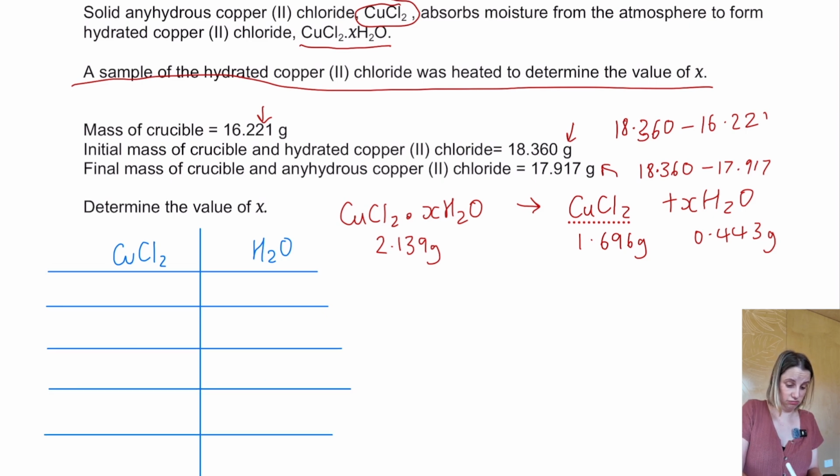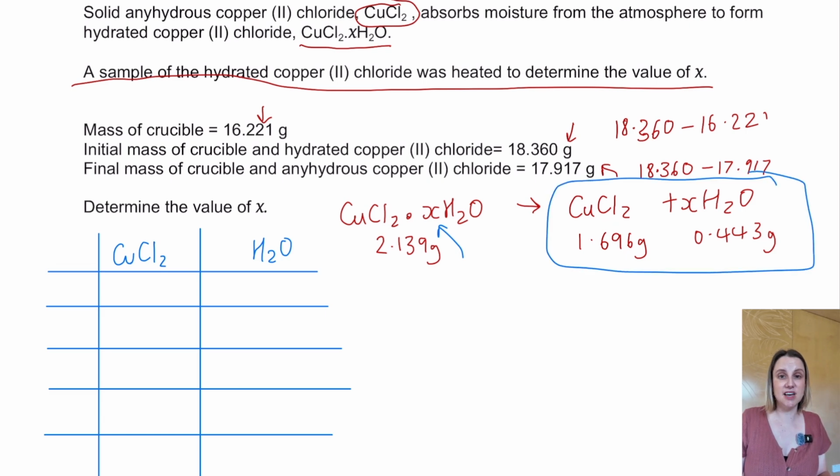But honestly, it makes really minimal difference overall because you're just doing the ratio of moles of one to the other. I can't do anything else at this point because I don't know the X here, so I can't work out the formula mass or the moles of this whole compound together. So all I can use is this side of the equation here. You can't do anything with that left-hand side without having that X value. So let's compare the ratio of copper chloride to water. So firstly, don't forget we do the mass. So for copper chloride, that's our 1.696 grams, and for water, 0.443 grams.